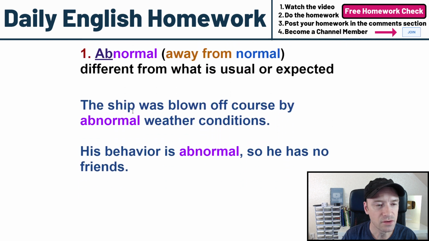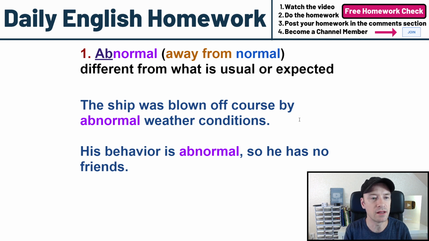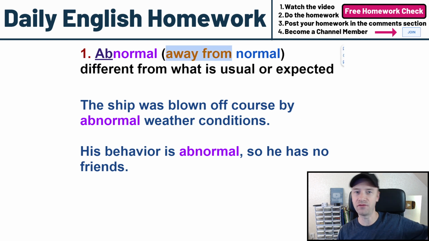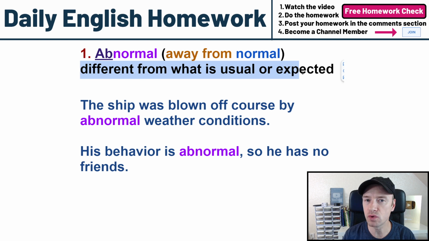Let's look at the first one here. Abnormal. All right, that's common. All of these words are common. Abnormal. You see the ab in normal. So the root word there is normal. Things that are normal, they're happening always. And abnormal would be the meaning would be away from normal. Abnormal. So abnormal means different from what is usual or expected.